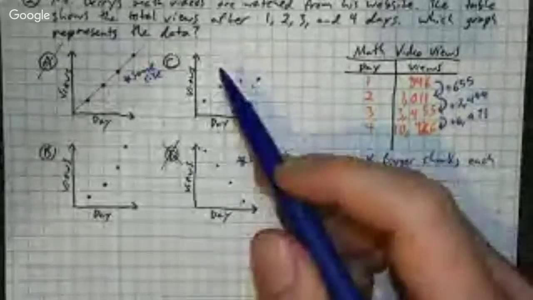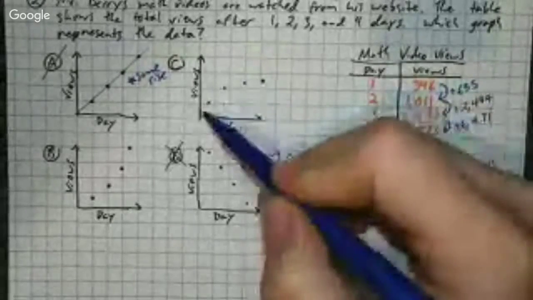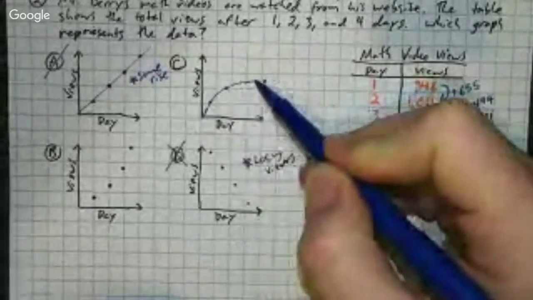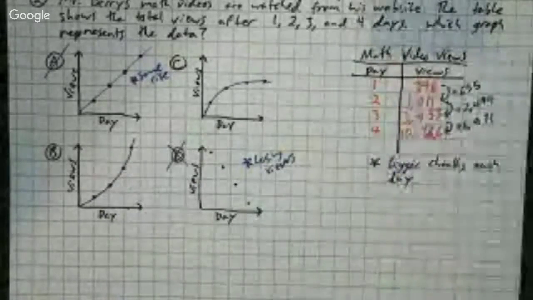So now we're down to B and C. Well, let's look at each one. They both seem to have a curve to them, right? This one has a bit of a curve like that, and this one has a bit of a curve like that. So let's take a look.